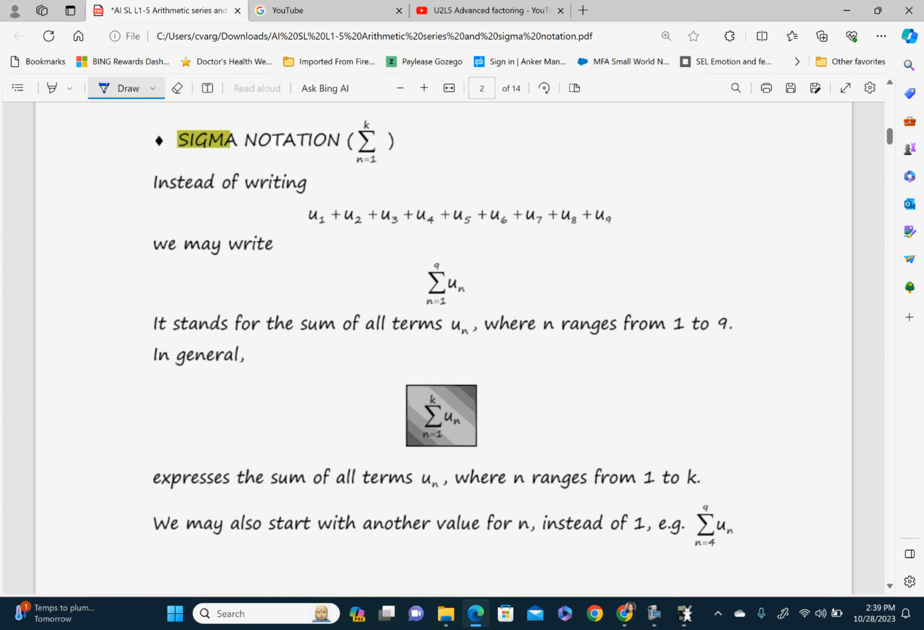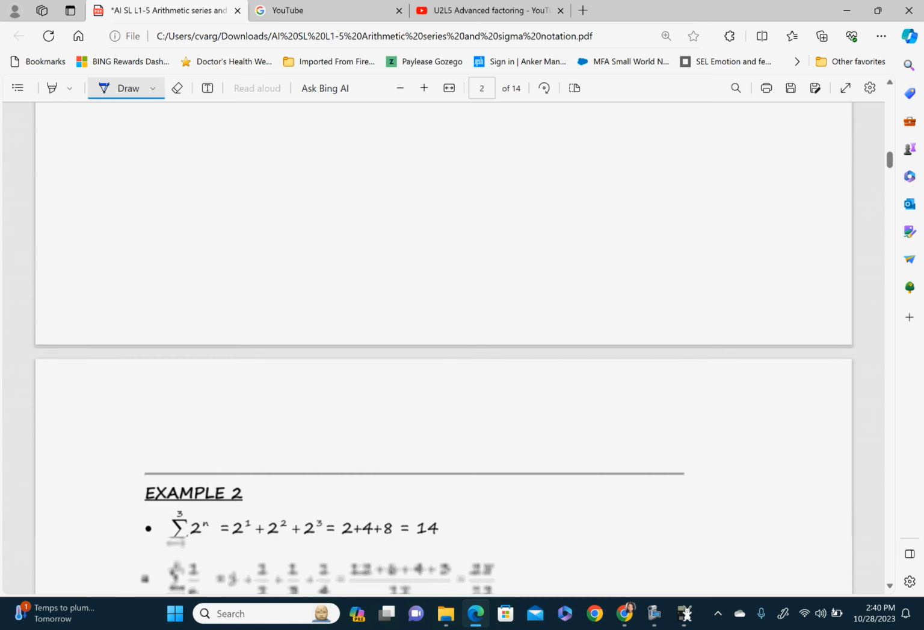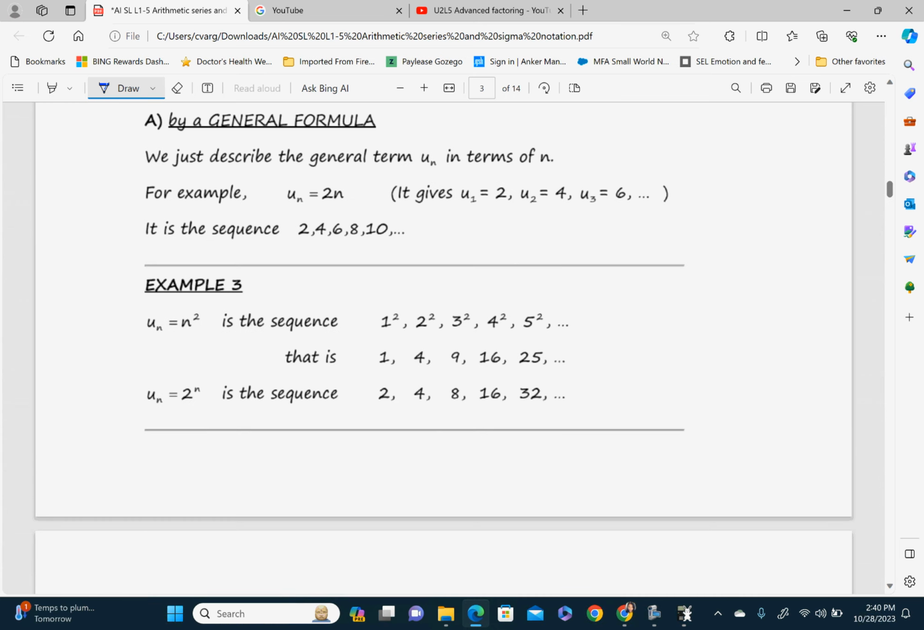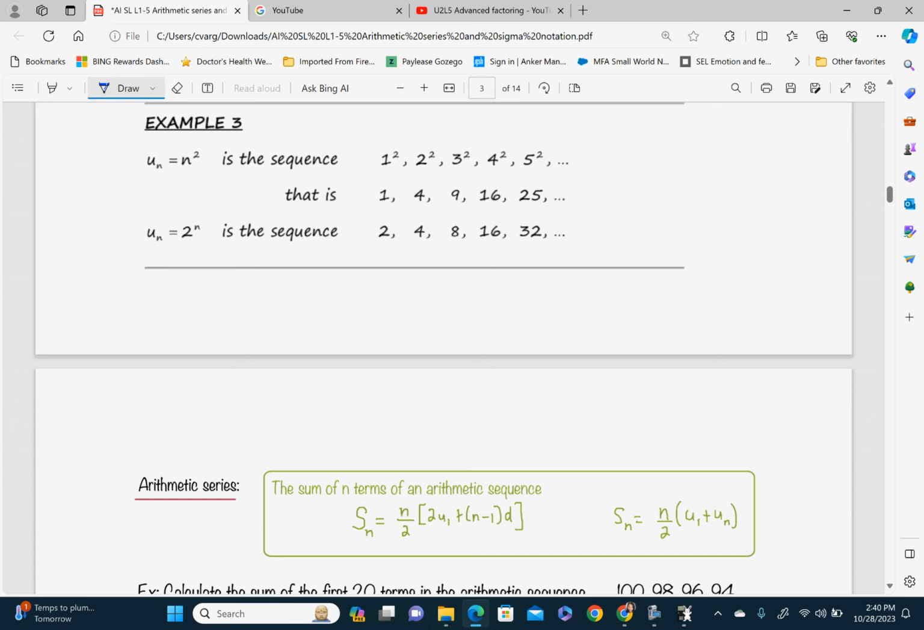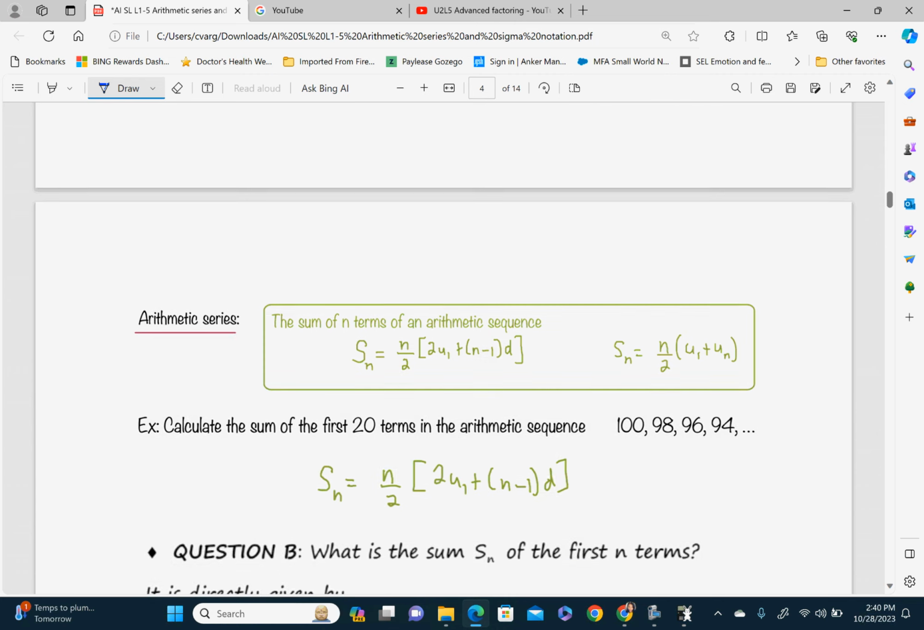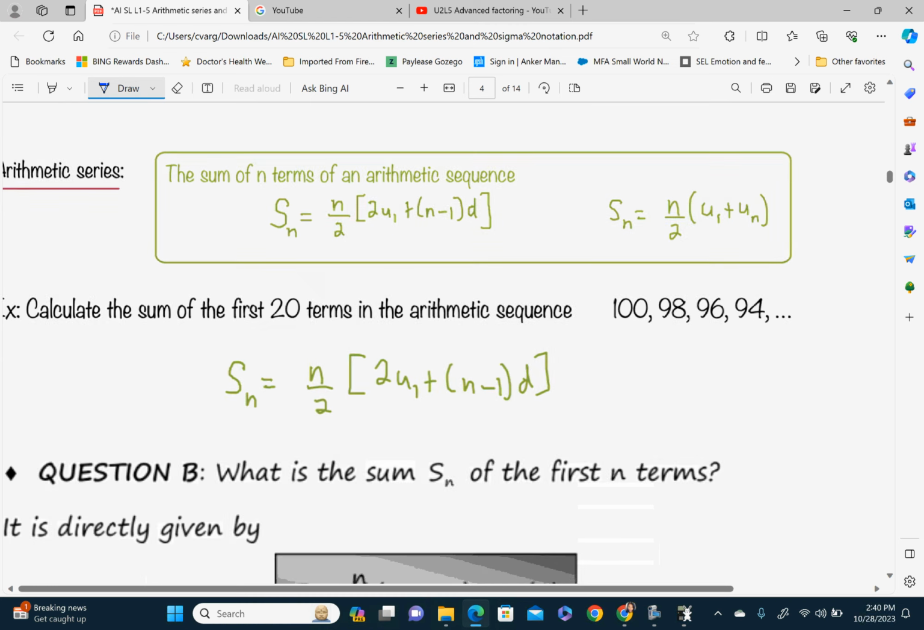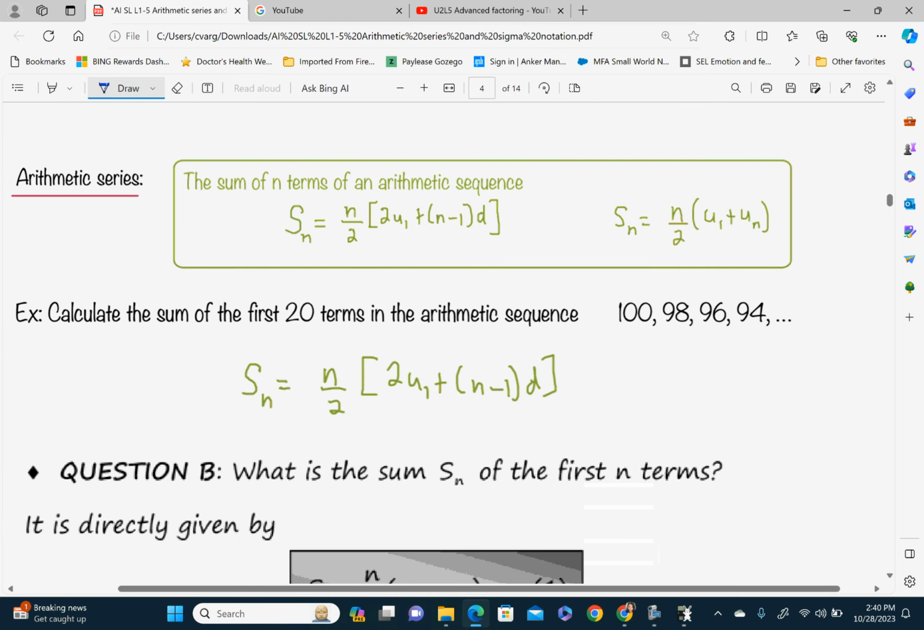There are a couple of examples here and notes. Here are your examples, so definitely read through those and make sure you're comfortable with them. And we're going to do an actual problem. It says calculate the sum of the first 20 terms in the arithmetic sequence. Keep in mind that these two formulas are given to you, and this is called the arithmetic series. We're looking for the sum of the first 20 terms in the series.